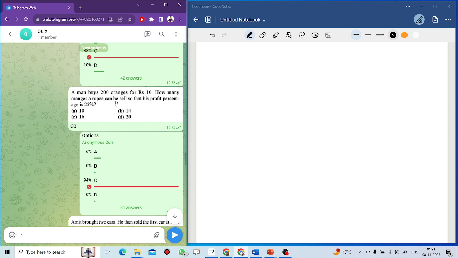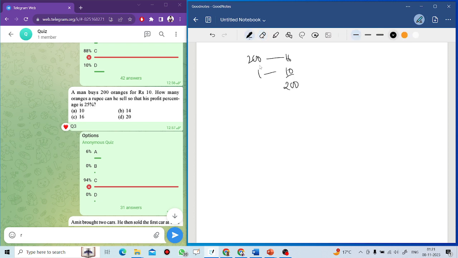A man buys 200 oranges for 100. How many oranges a rupee can he sell so that his profit percentage is 25? Okay, so let us calculate the cost price of each. 200 are costing him 10. So 1 rupee, let us calculate. Or better we can calculate for 1 orange as well. 200 is costing 10, so 1 will cost how much?